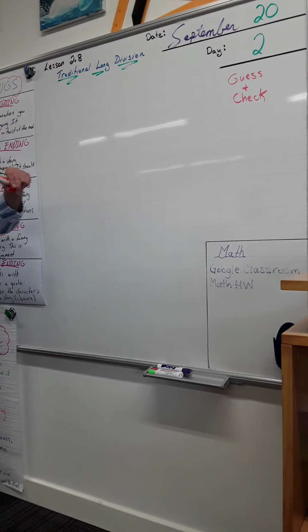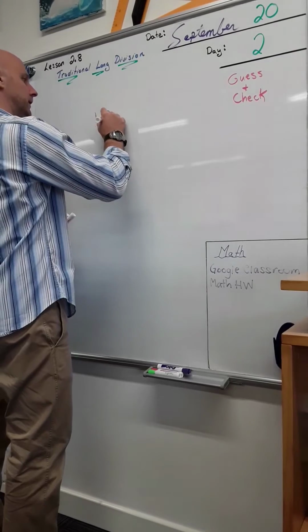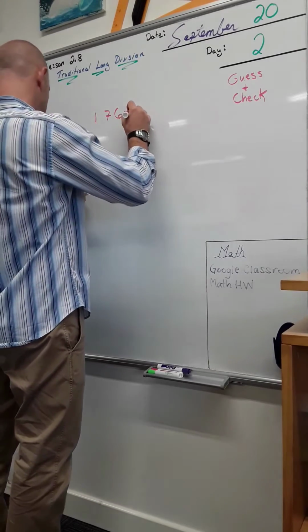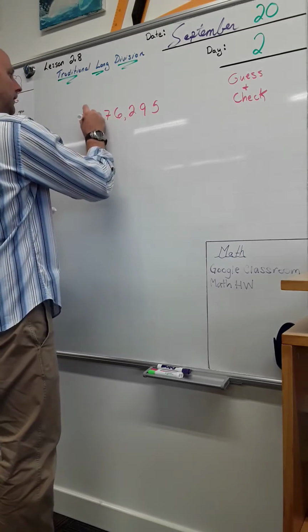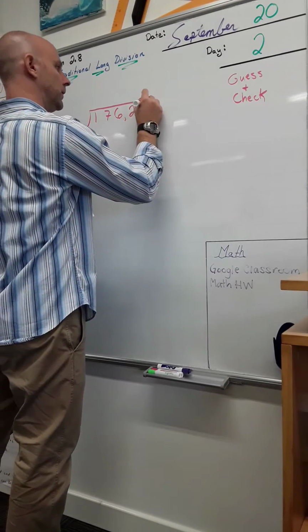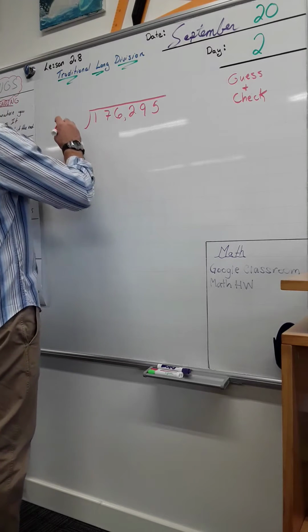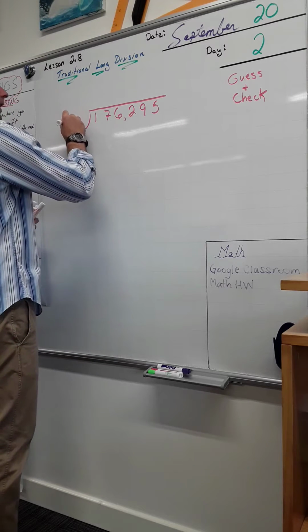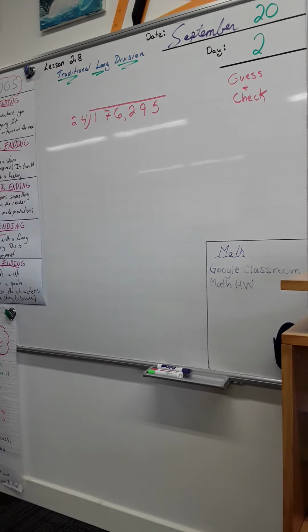So I'm going to set up my problem first. That's going to be 176,295 divided by, this is usually a symbol we use in North America. I know some Asian countries do it upside down. And we're going to divide that by 24 pieces, representing the 24 hours in a day, okay?